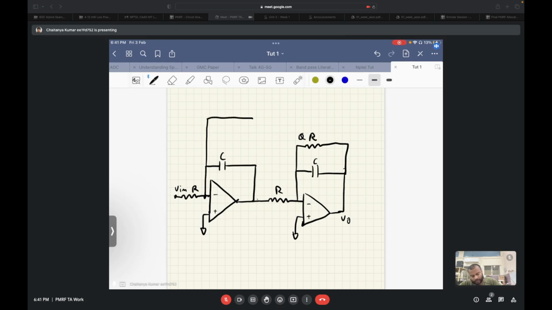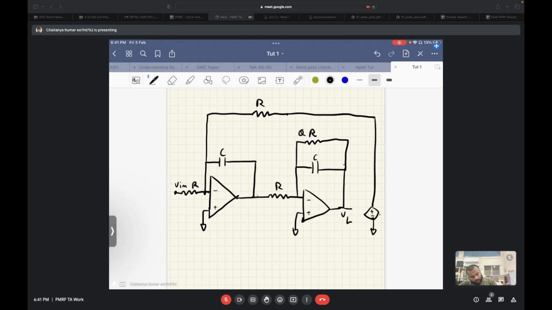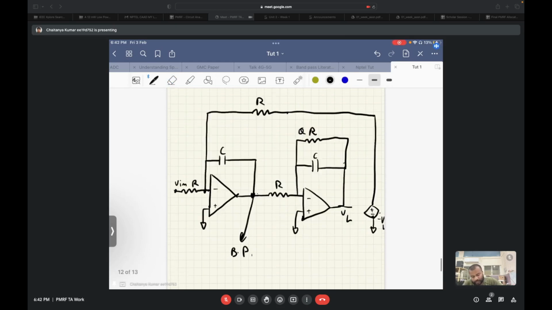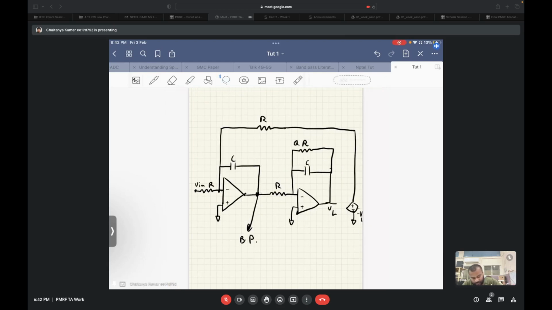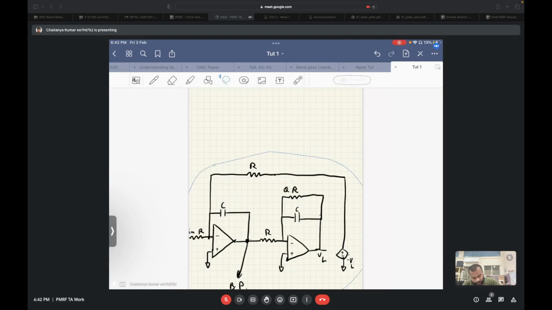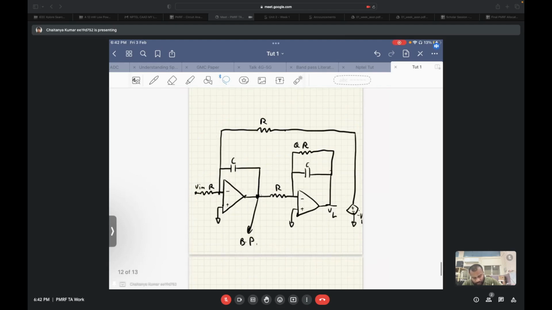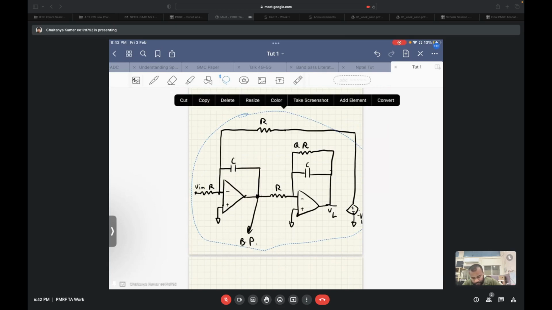This is the quality factor adjusting resistor. This is R, and this goes after an inversion at this point. Let's call this some VL for now. This is minus VL. Now, this node over here is a band pass node. Now, if we see the previous structure and this structure, we can see a little bit of similarity and differences between them. Let's plot these two structures side by side so that we can compare them.